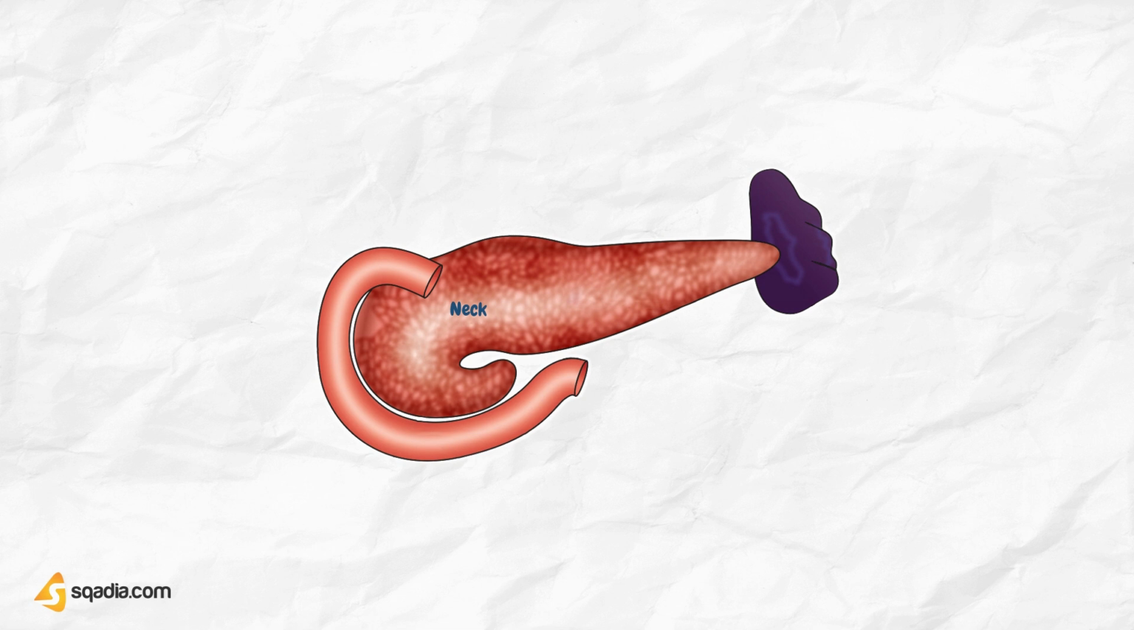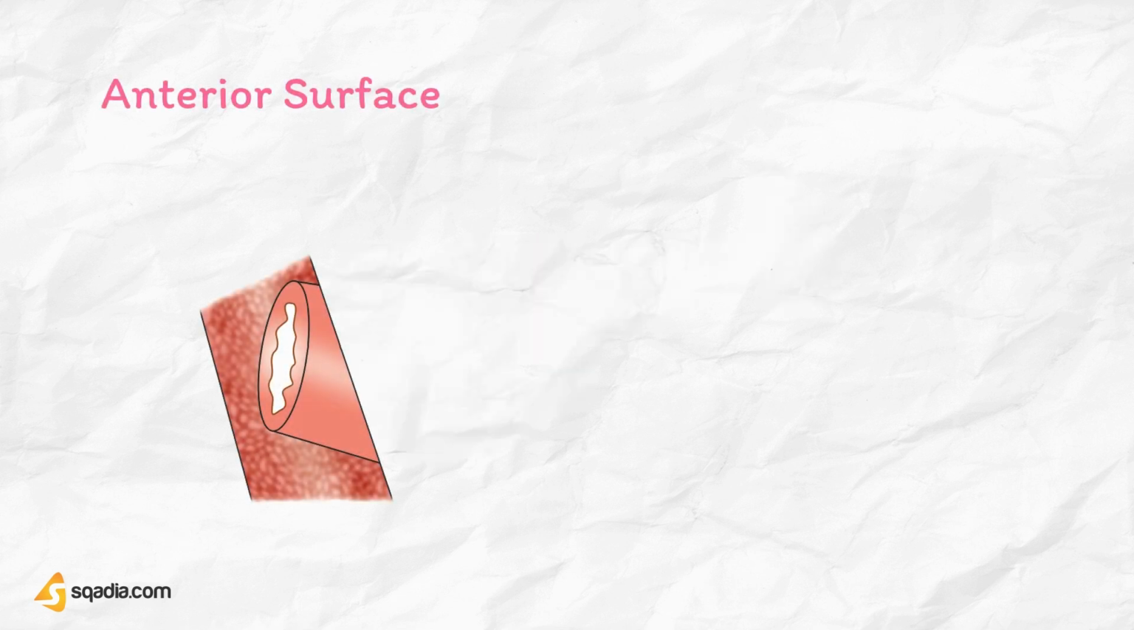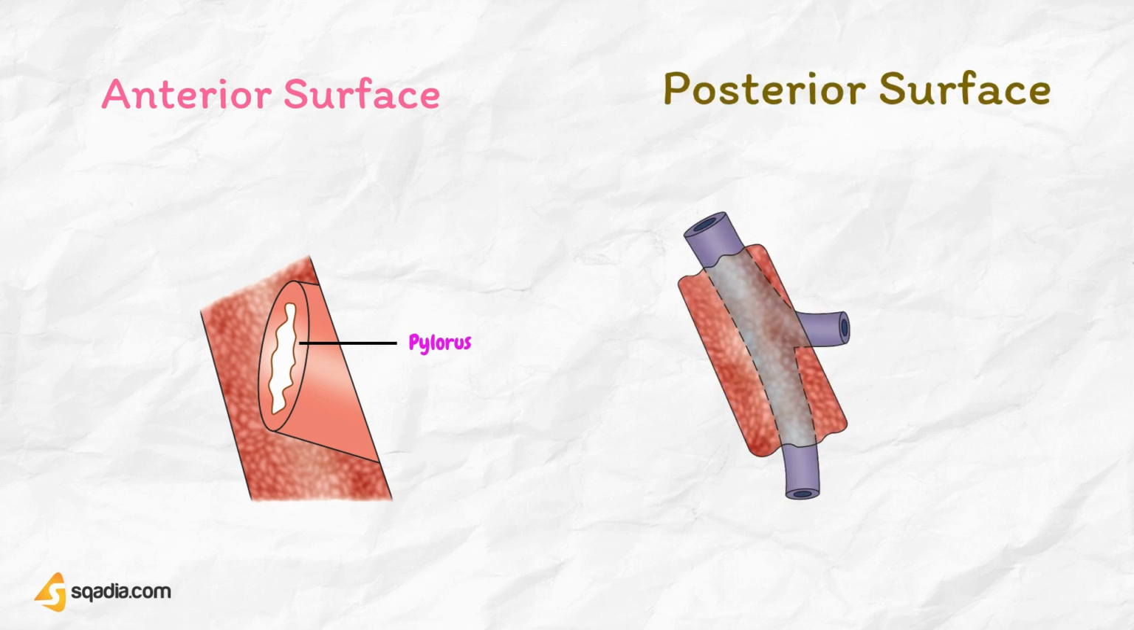Moving towards neck of the pancreas. This is the slightly constricted part of the pancreas, between its head and body. It is directed forwards, upwards, and to the left. It has two surfaces, anterior and posterior. Now let's discuss the relations of neck of the pancreas. The anterior surface is related to the pylorus, while the posterior surface is related to the termination of the superior mesenteric vein and the beginning of the portal vein.